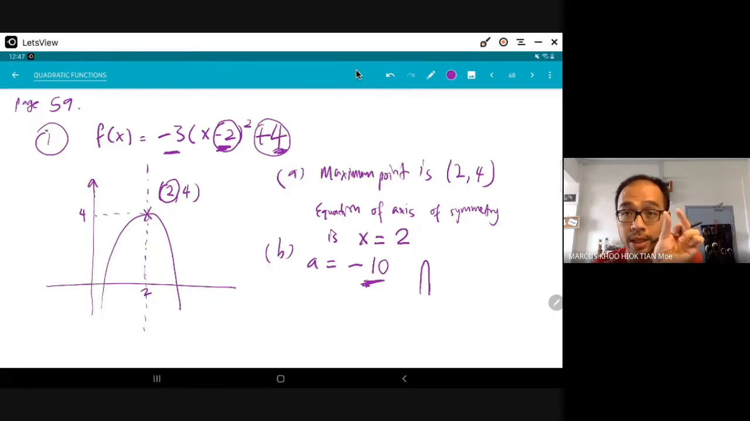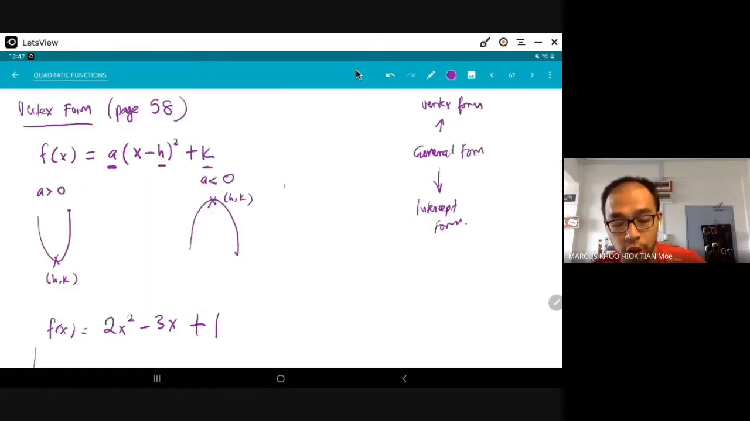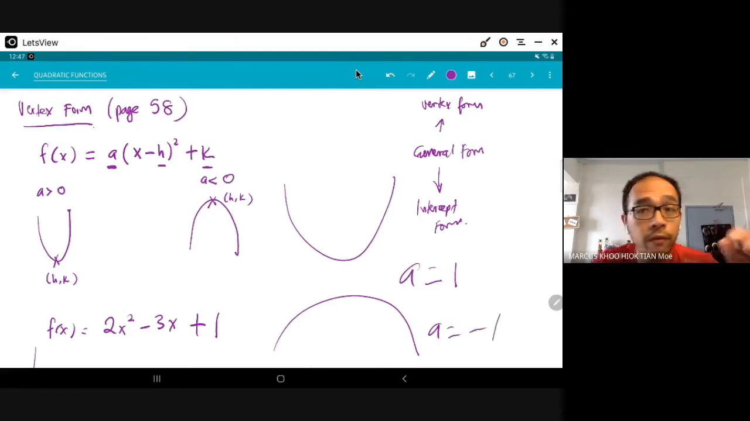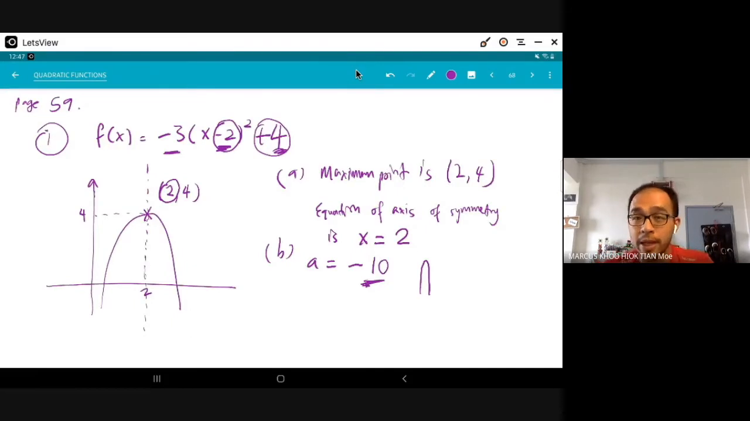It will become smaller, because the bigger the value of A, whether it's negative or positive, it will become much thinner. Remember the fattest graph is when A equals 1, or in this case A equals -1. The bigger the number, the thinner your graph will be. It would be nice if it were like that, if you ate a lot, you'd get thinner. But unfortunately, that's not true.